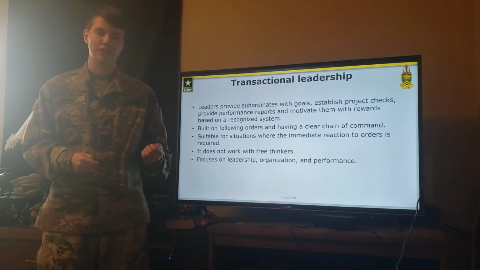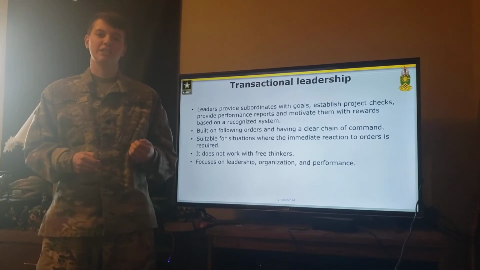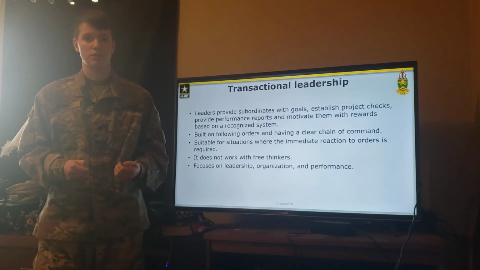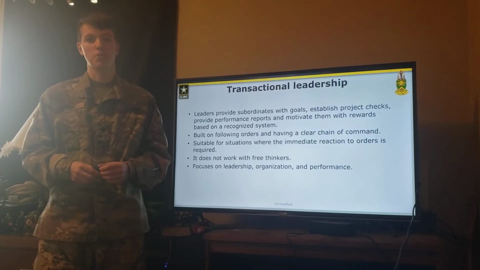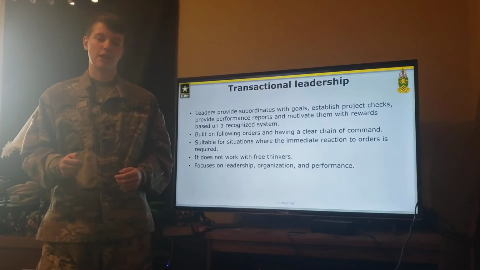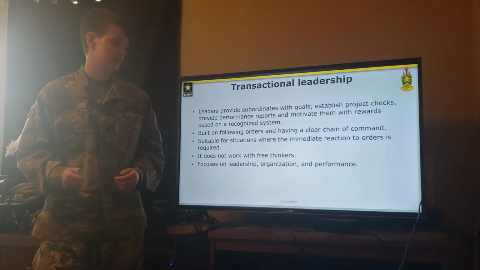So, if you are in the field or deployed, then this is a good type of leadership because every order needs to be followed unless it's unlawful. But most orders need to be followed quickly and effectively. So this type of leadership works well in those scenarios.